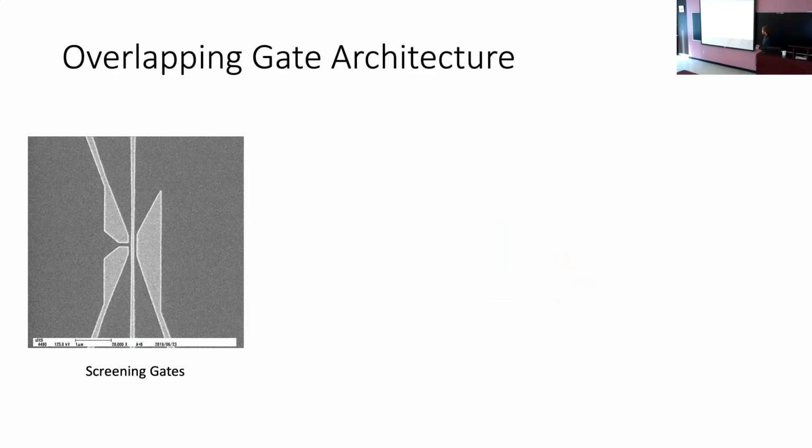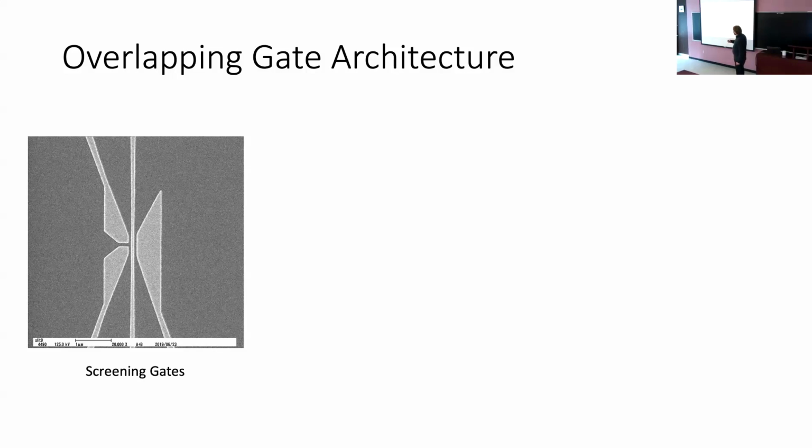So these are images taken back from when I was a postdoc in Jason Petta's lab. But the first layer, we're going to call the screening gate layer. So we have, in light gray, aluminum, and in dark gray, silicon. And when I go to tune up a device, think about this: the silicon has a sheet of charge below the surface.